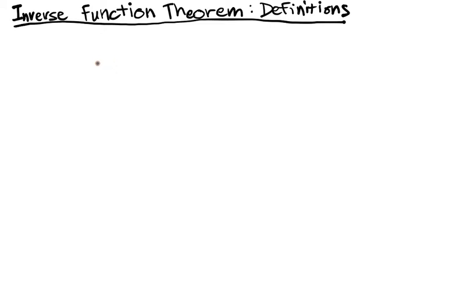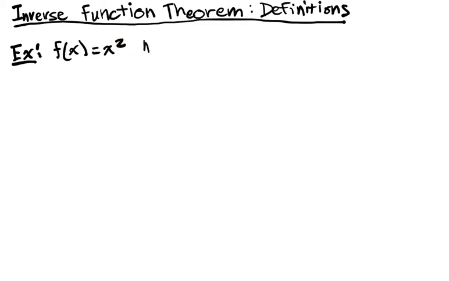Now we're going to talk about a theorem that's of very high importance, and it's very related to the implicit function theorem, but it's a little different. And in particular, it's kind of a specialization of the implicit function theorem. Let's start with an example. Really simple. f of x is equal to x squared.